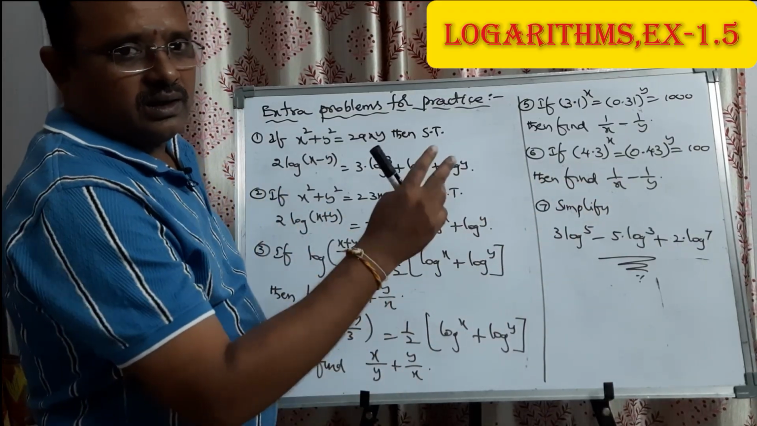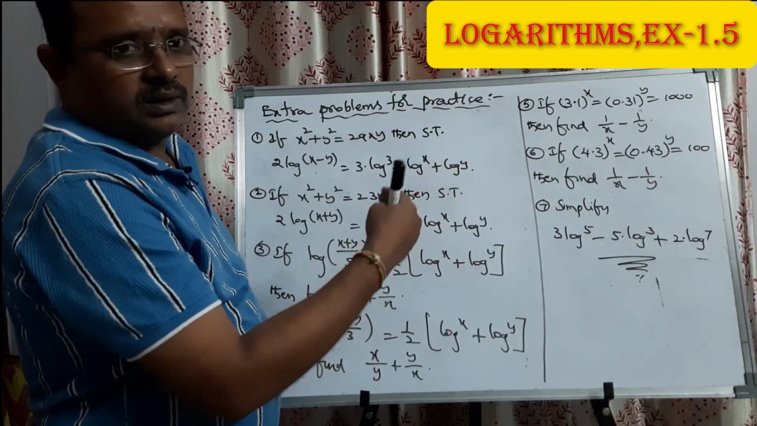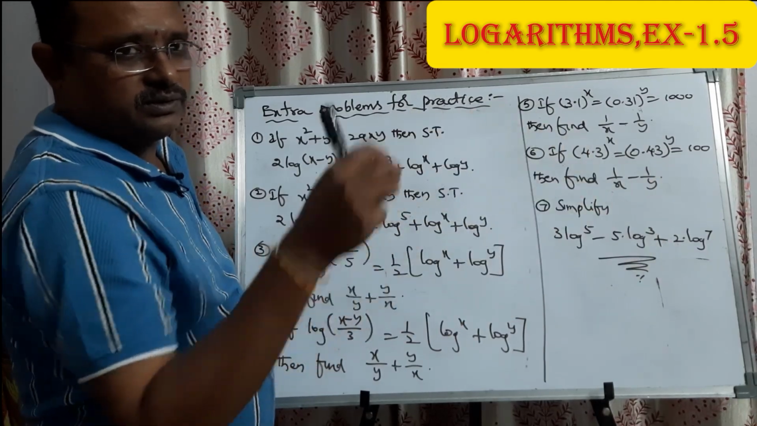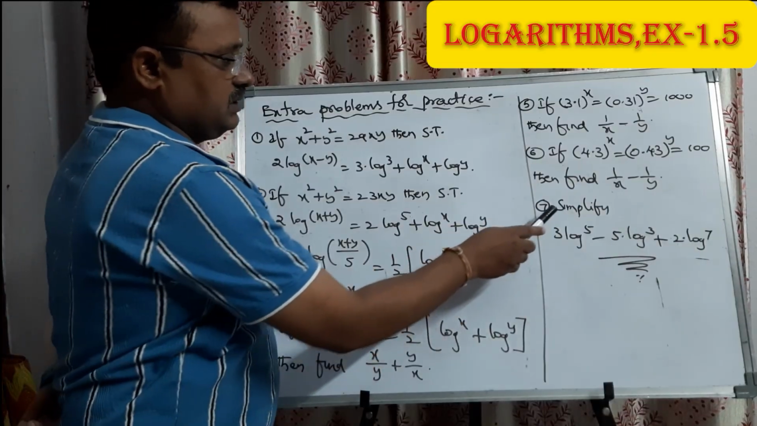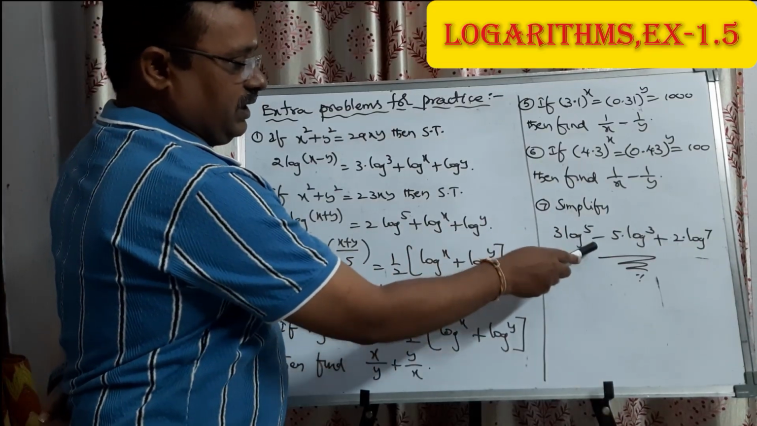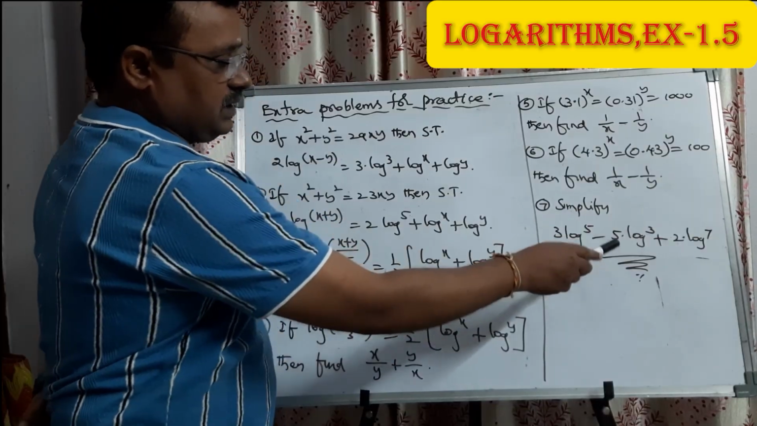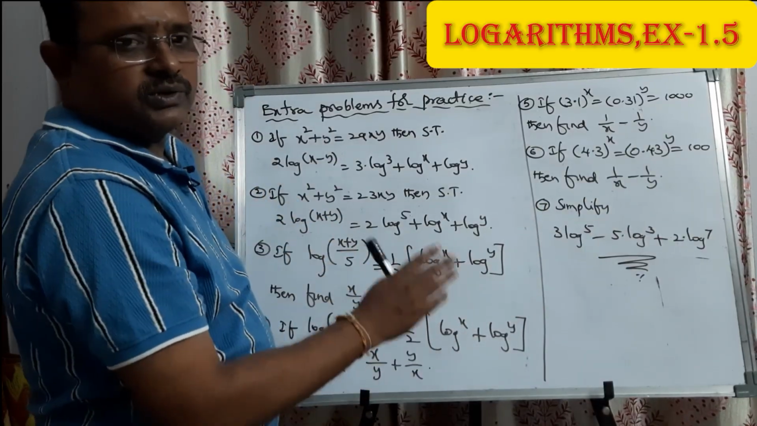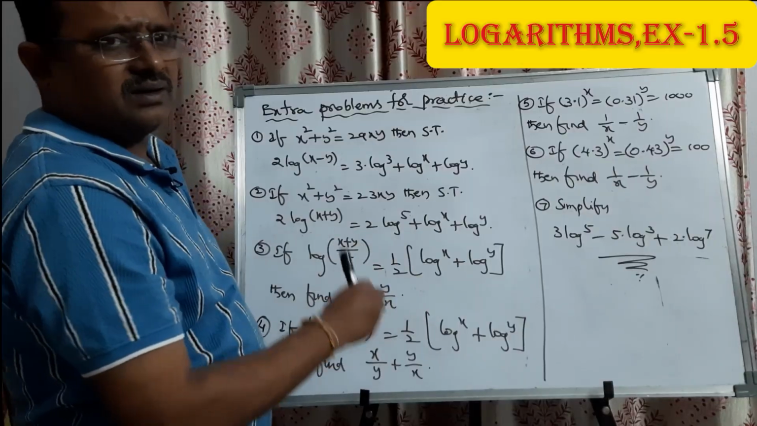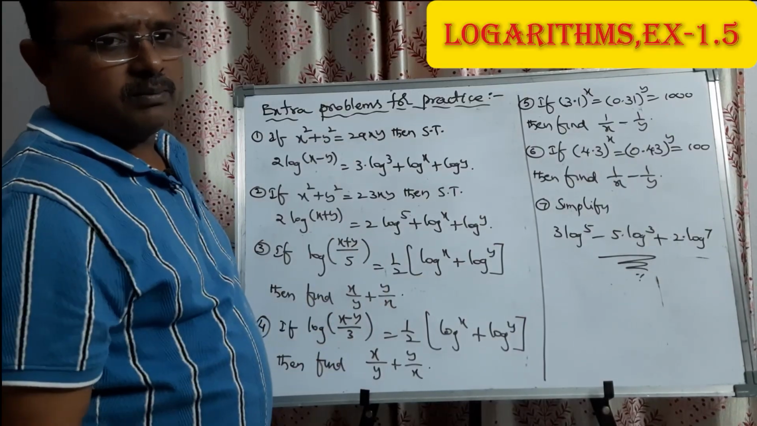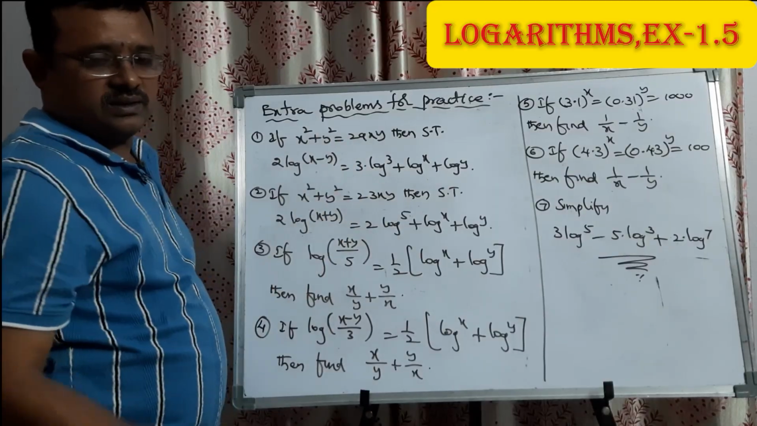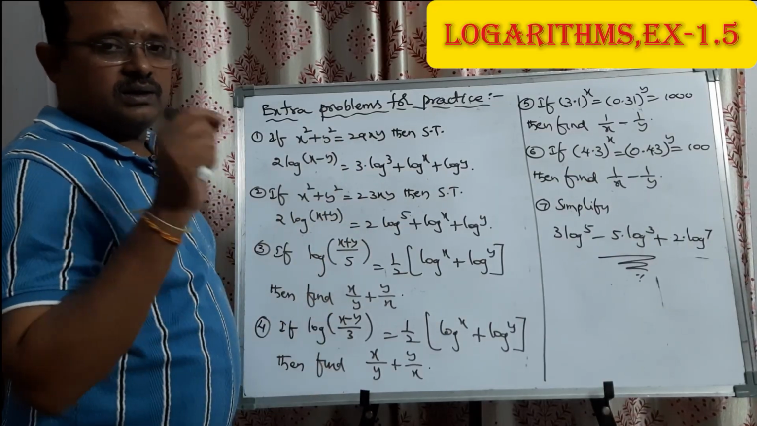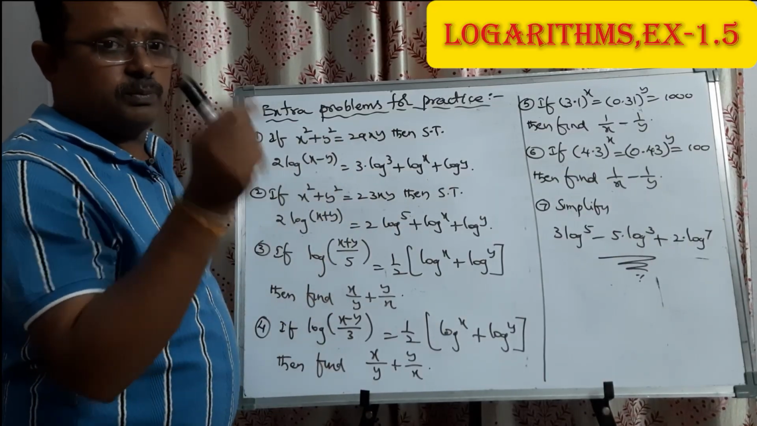Next, 1 mark and 2 marks question expansion models, and expand-to-simplify models are also important. I told you about one of that kind: simplify 3 into log 5 minus 5 into log 3 plus 2 into log 7. So we need to simplify them. Like that we can take enough number of questions. These are some among them. All the best, practice well. Your practice only makes you perfect.